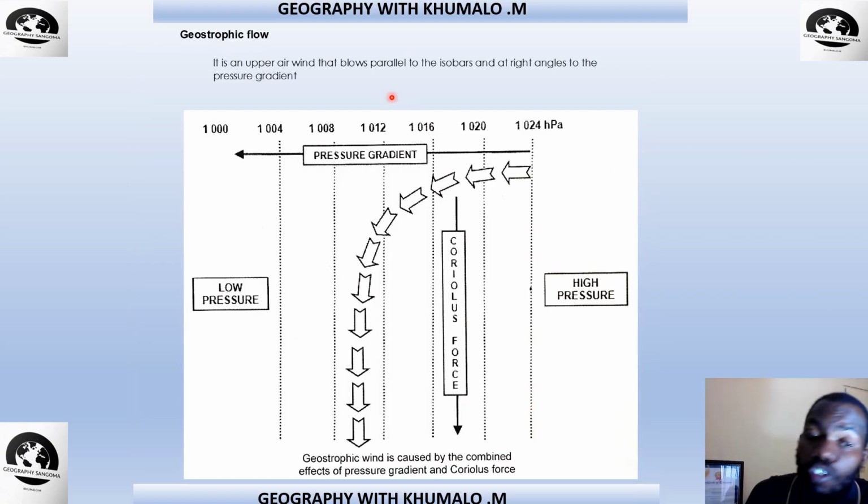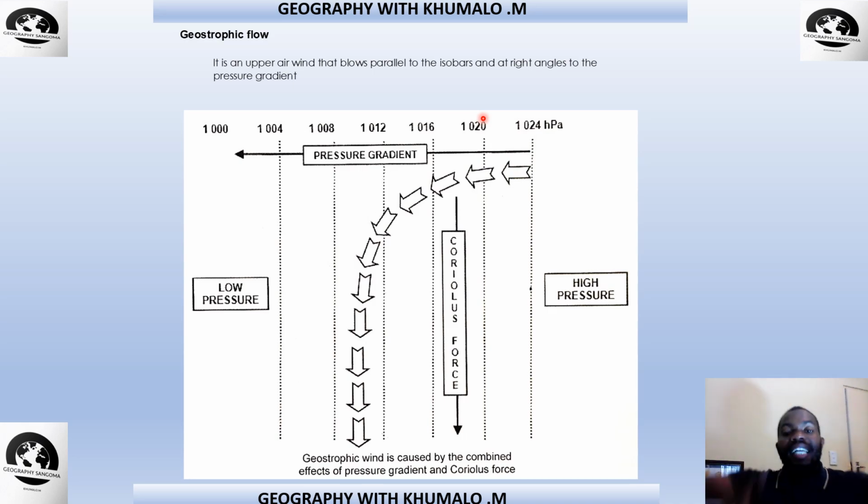Then we've got the geostrophic flow or a geostrophic wind. It is an upper air wind that blows parallel to the isobars at right angles to the pressure gradient. So this type of wind blows parallel to the isobars. You can see our isobars are drawn from the north to south, and these winds are blowing parallel to those isobars, and they are at right angle to the pressure gradient force.